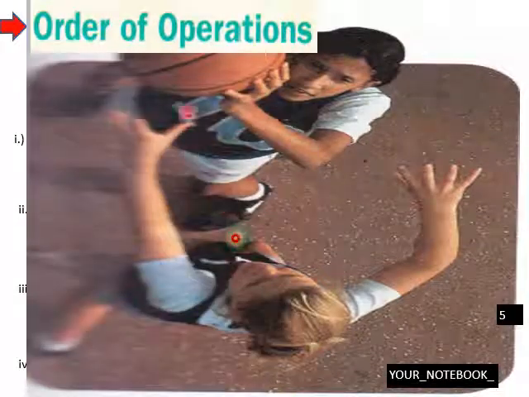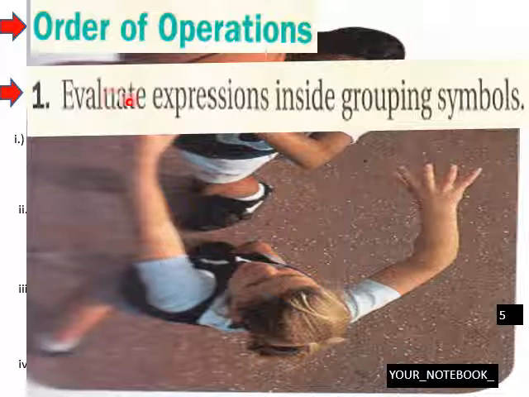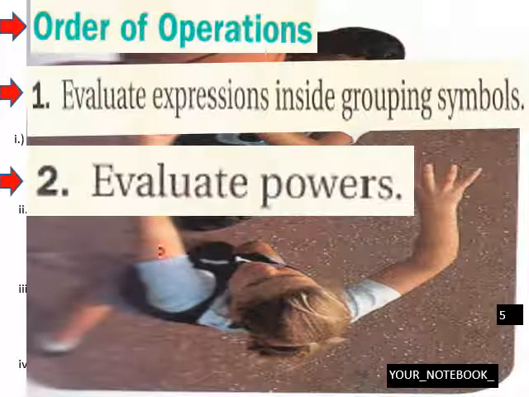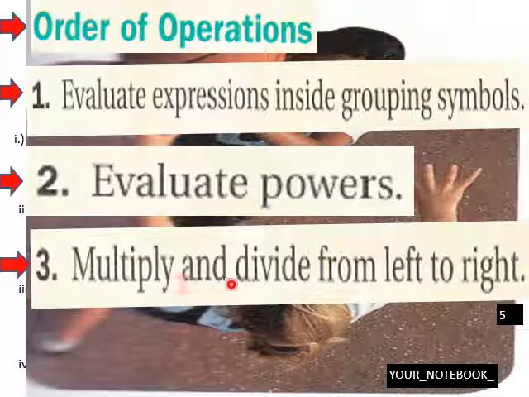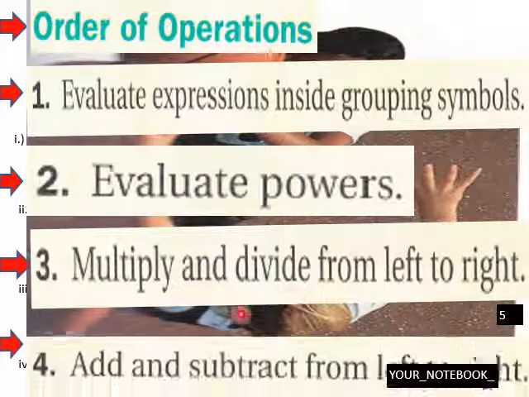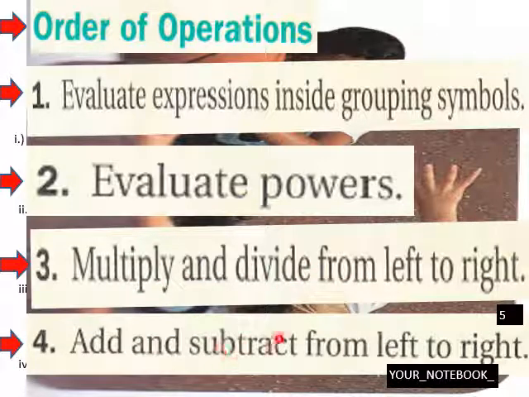Okay, so our order of operations. 1, evaluate expressions inside grouping symbols. That will be our first priority. 2, evaluate powers. That would be number 2 on the list. Number 3 on your list would be multiply and divide from left to right. Number 4, add and subtract from left to right. So we've got 4 different priorities here. 2 points in your notebook, put this in your notebook.